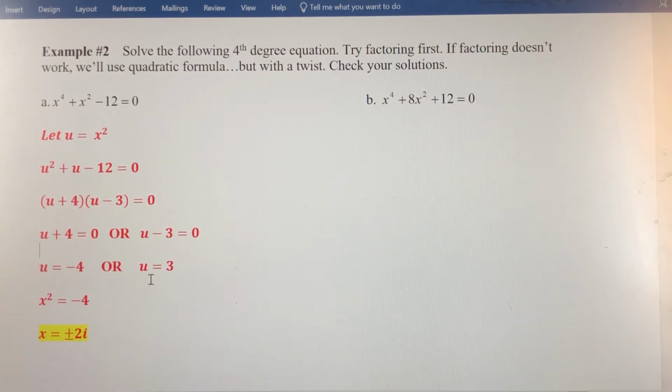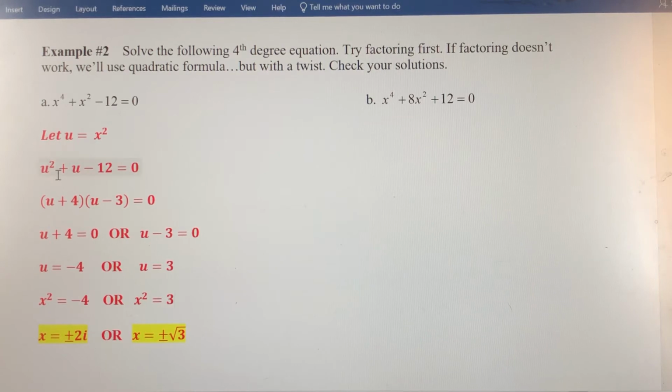Now, when I plug in x squared here for u, I get x squared equals positive 3. When I take the square root of both sides, I can't simplify that any. So my last two solutions are going to be plus or minus radical 3, okay? So if you plug in radical 3 here, okay, you get 9. If you plug in radical 3 here, you get 3. 9 plus 3 is 12. 12 minus 12 is 0, okay? If you plug in negative radical 3, you get exactly the same thing. You get 9 plus 3 minus 12 equals 0, which is true, okay?